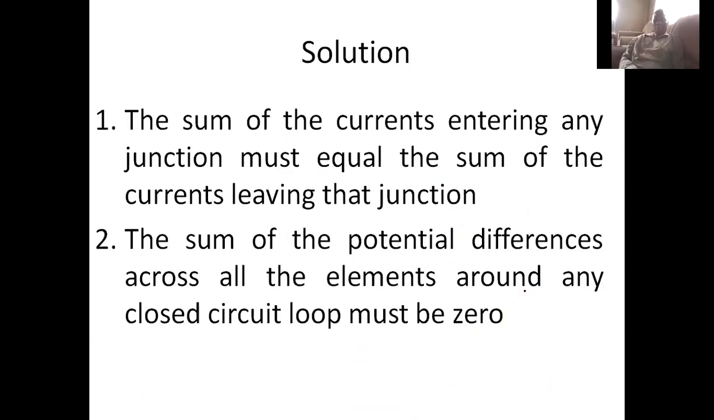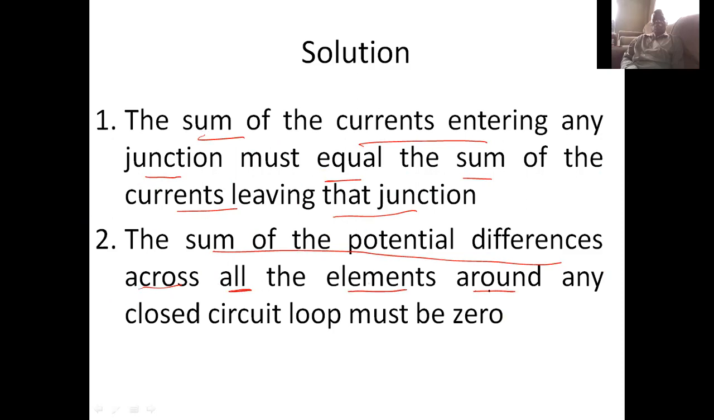And so to state now, the first part of the question is to state Kirchhoff's laws. Kirchhoff's laws, as we stated earlier on, state as follows. The first statement is that the sum of all the currents entering a junction must equal the sum of the currents leaving the junction. The second part is that the sum of all the potential differences across all the elements around a closed circuit loop must be added and they should give us zero. And so now we solve the question.